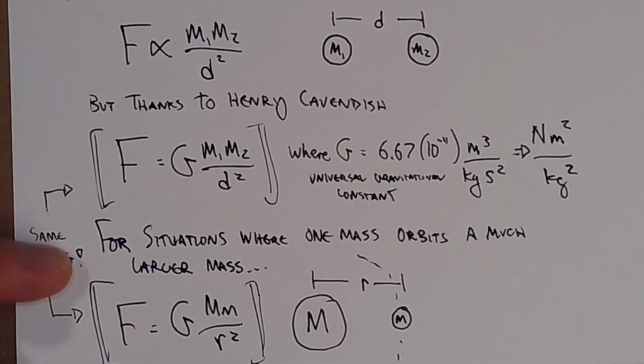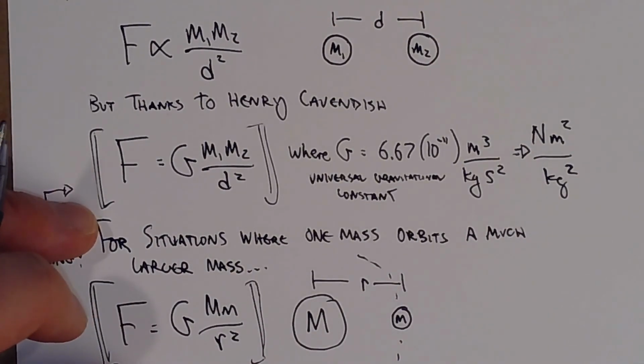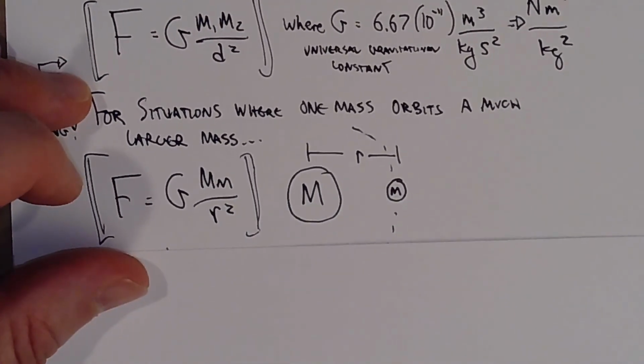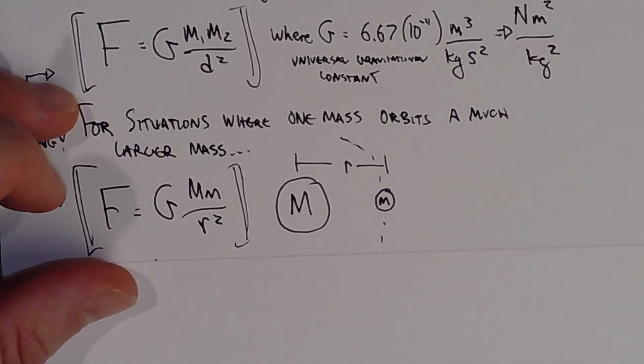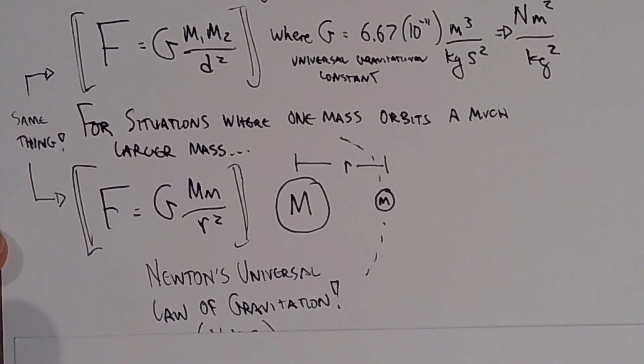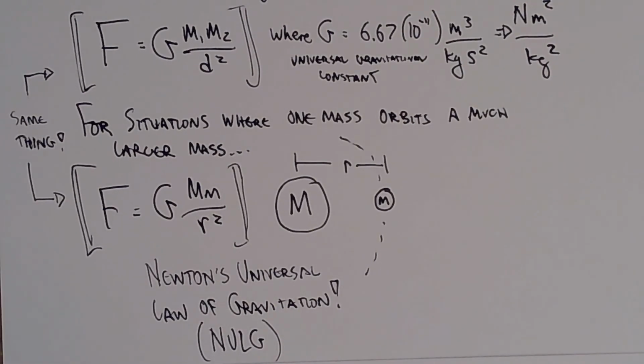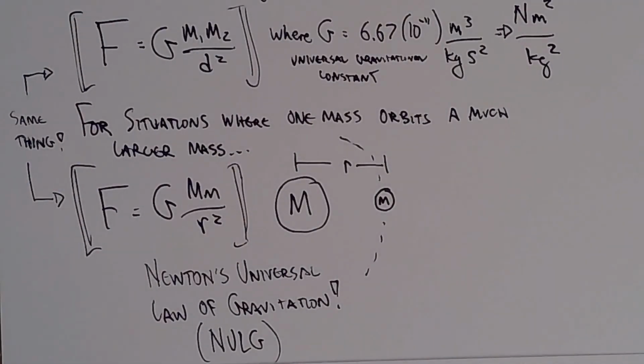Again, these equations are identical. They are not different equations. They are just cosmetically different. There's different skins, if you will, for the same equation. Okay, and those are both Newton's universal law of gravitation, sometimes affectionately referred to as nulg. Although I might be the first person to do that. So here's to nulg.